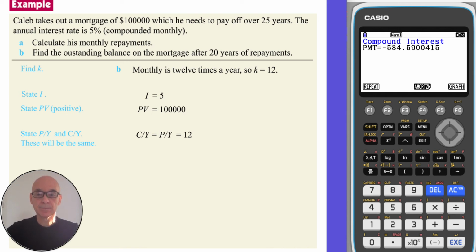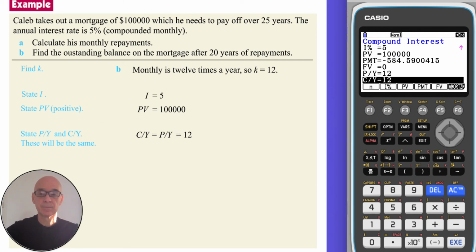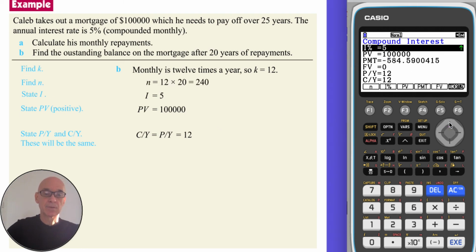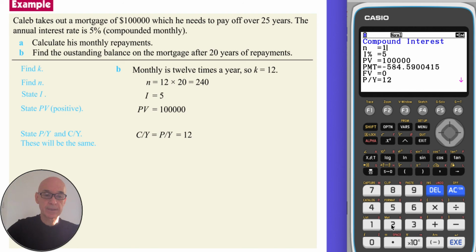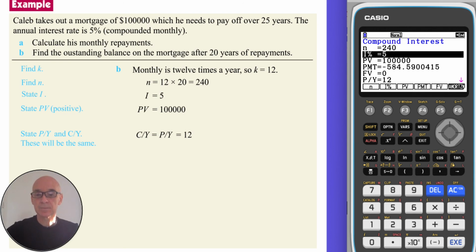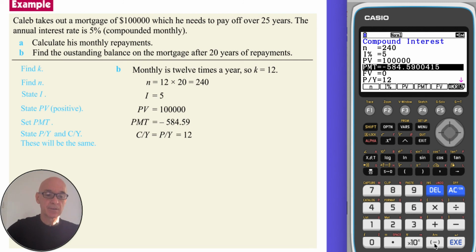In part B, we're asked to find the outstanding balance on the mortgage, what remains, after 20 years of repayments. We're again pressing F1 for a repeat calculation. Much of the information remains the same. Calculating the number of repayments, that's 12 times a year for 20 years, so we can type in 12 times 20, or we can simply type in 240. Entering the monthly repayments to the nearest cent, that's negative 584.59.